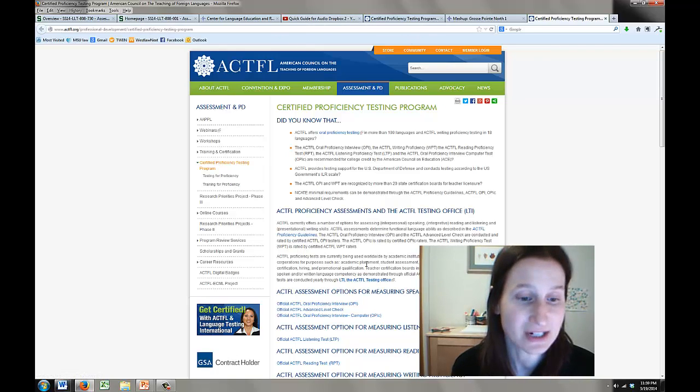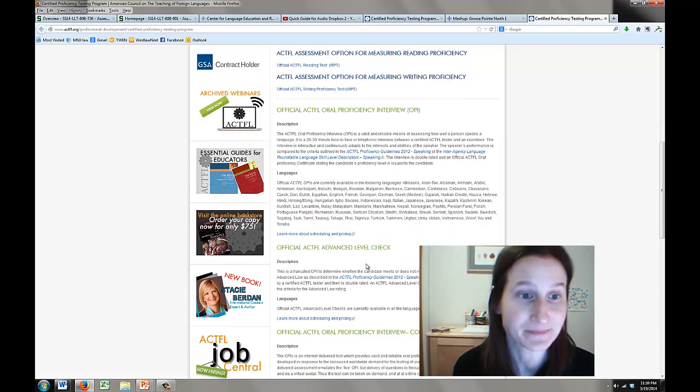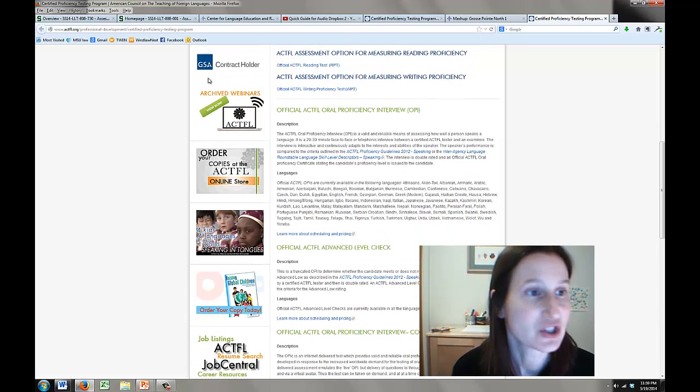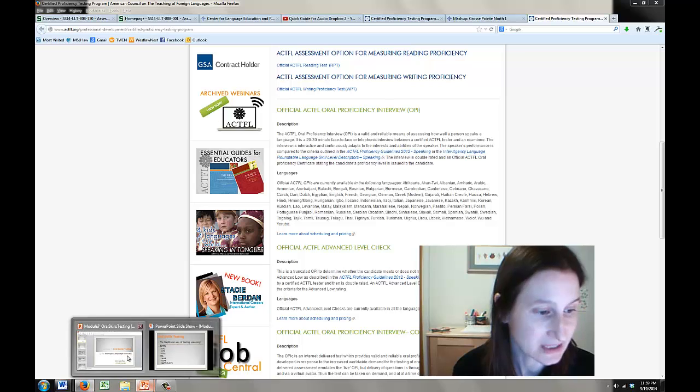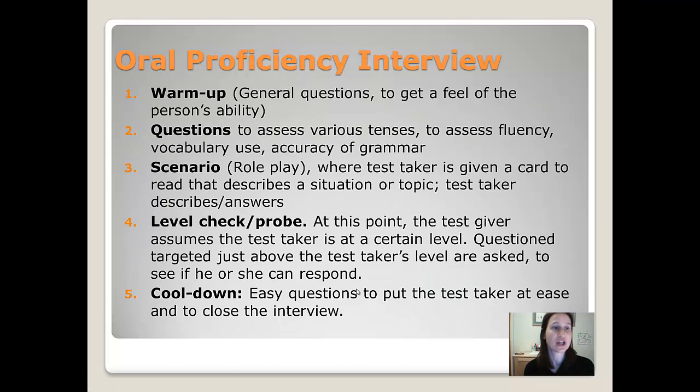So the general guidelines for the oral proficiency assessment, let me show you on the PowerPoint what it looks like. I've got a basic outline of it. In general, they usually last anywhere from 15 minutes, well, maybe only 5 or 10 minutes if it's a very low-level learner, but generally 15 to 25 minutes.